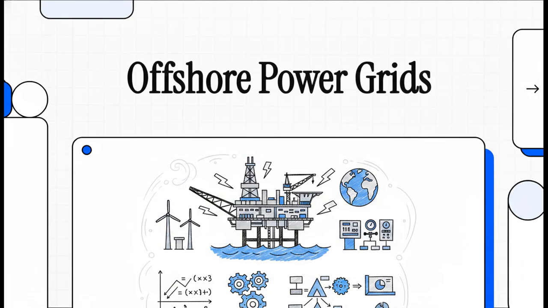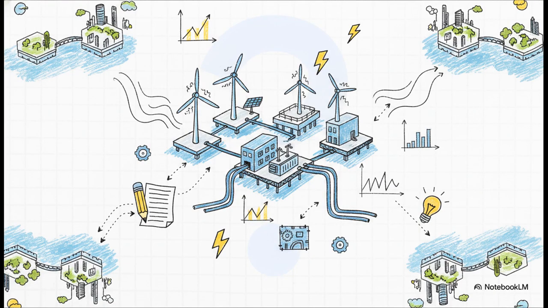Welcome to This Explainer. Today, we're diving into a genuinely massive engineering challenge: powering an isolated offshore oil platform. Imagine a completely self-contained steel island sitting miles out in the ocean, generating its own electricity with zero connection to a mainland grid. It is an absolutely fascinating world of precision math and extreme survival engineering. So think about it. How exactly do you power a city that's just floating in the ocean?